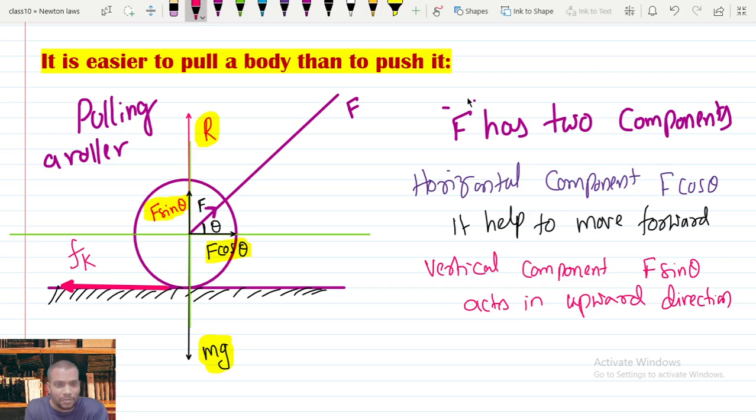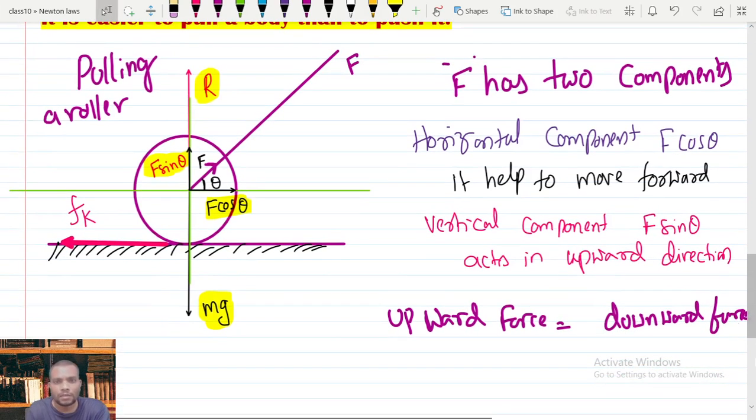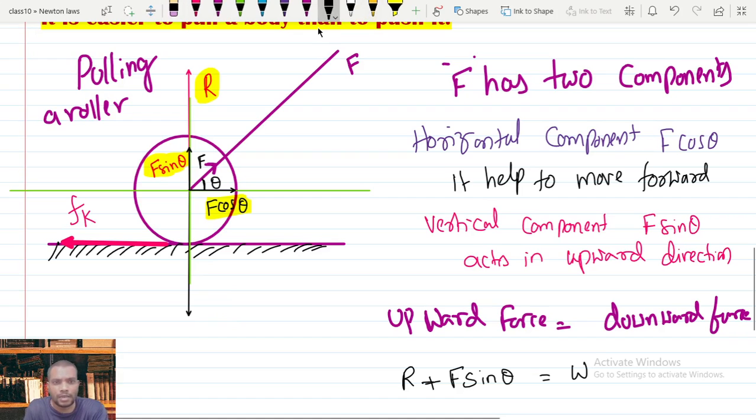And let us write the sum of the forces. If you equate the upward force to the downward force: in the upward direction the forces are the normal reaction force plus one more force, the component F sin theta, which equals the downward force, the weight. I can take mg as the weight.